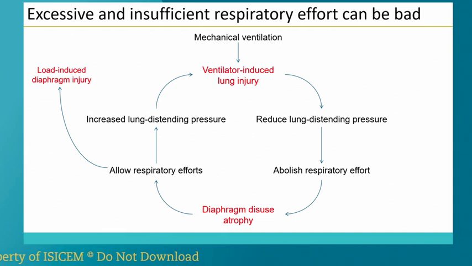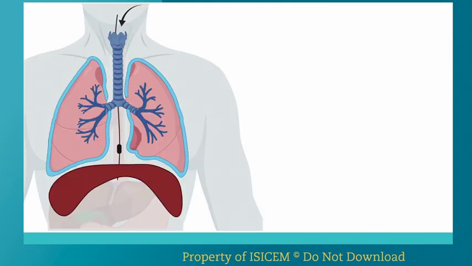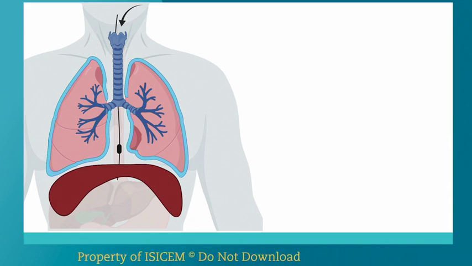The obvious solution, allowing respiratory efforts, will take us again into a vicious cycle of increasing lung distending pressure and maybe even generating load-induced diaphragm injury. As Dr. Ferguson just mentioned, we are not sure how to limit this, in terms of what interventions or even what physiological limits we should apply. But we do have some physiological background to help us start monitoring and then start making decisions.